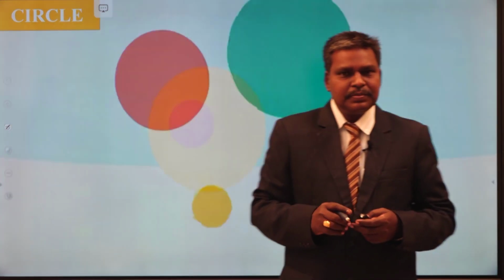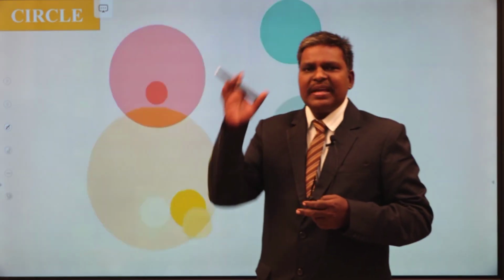Hello students, last class we discussed the problems related to the ends of the diameter of a circle and some of the geometrical properties related to the circle, like the perpendicular bisector of any chord of a circle always passes through the center of the circle, and if any chord subtends an angle theta at a point on the major arc of the circle, then the same chord subtends an angle 2 theta at the center of the circle.